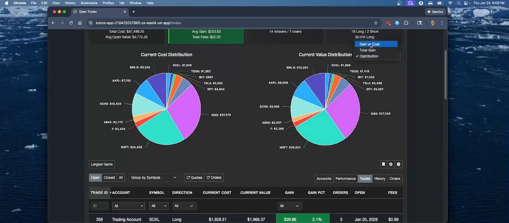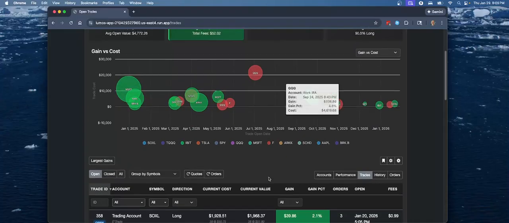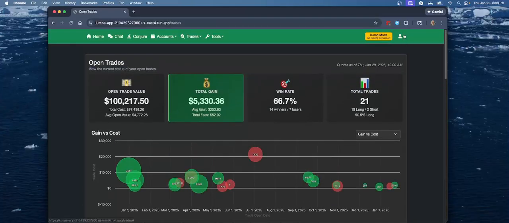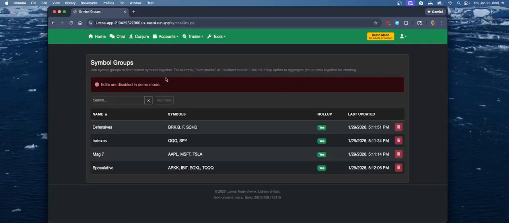Let's go back and go gains. Another feature which I added, thank you AI, that I thought was really valuable. Sometimes I don't think in terms of specific stock symbols, I think in terms of groups of symbols. So if you go, for example, to this symbol groups here, you can define groups.